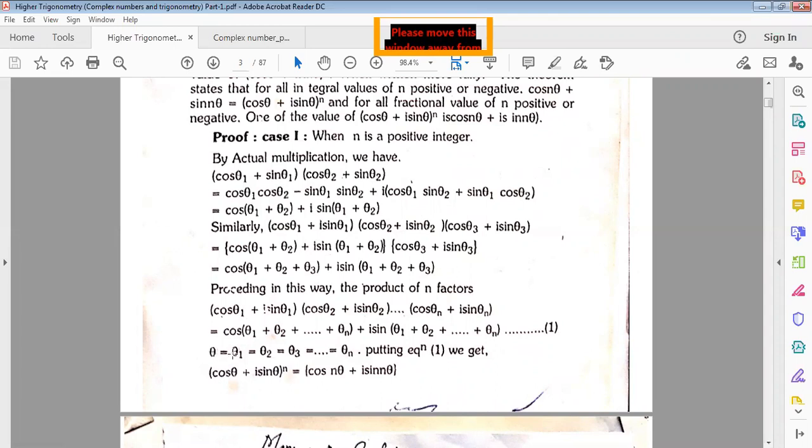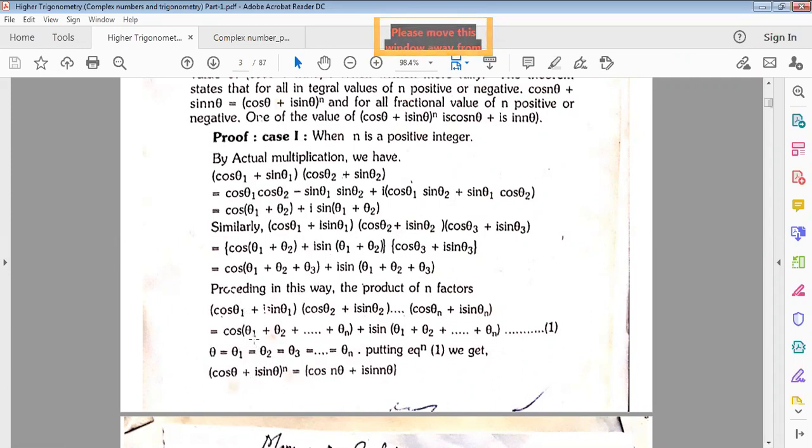Now if we consider all angles are equal, theta equals theta 1 equals theta 2 equals theta 3, similar angle up to theta n, then how many theta will be here? n times theta. Now (cos theta plus i sin theta) whole to the power n equals cos n theta plus i sin n theta. Actually this cos theta 1 plus i sin theta 1 means cos theta plus i sin theta. This also, cos theta plus i sin theta, dot dot, cos theta plus i sin theta. How many? n times. n times means (cos theta plus i sin theta) whole to the power n.